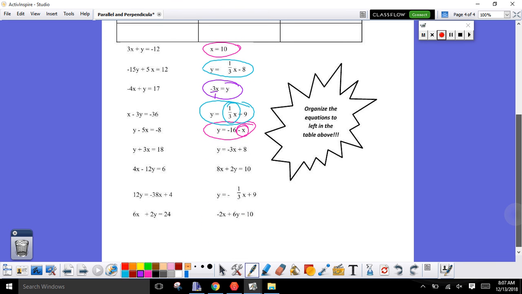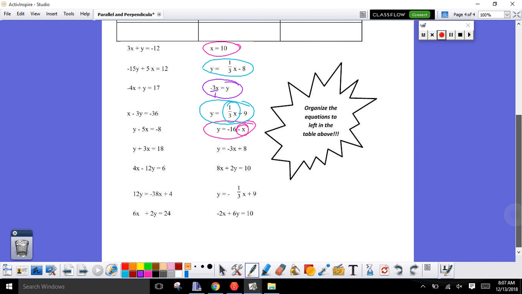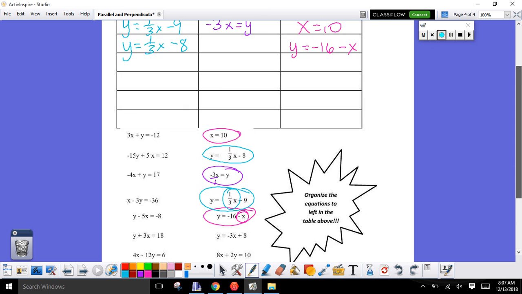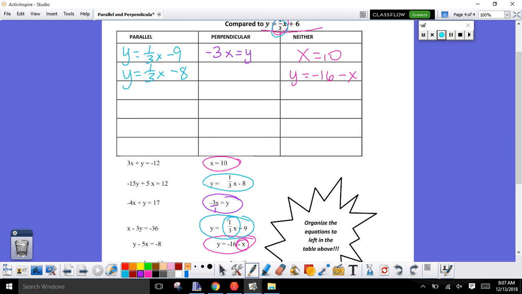So just some extra practice that you guys can do. You guys can pause the video, solve for y, and then try to fit them in wherever they go. It's going to be a good practice for your exam. And that should be the end of it, guys.